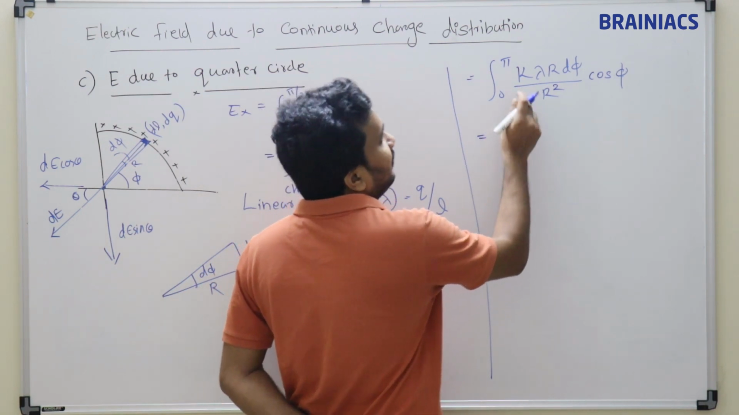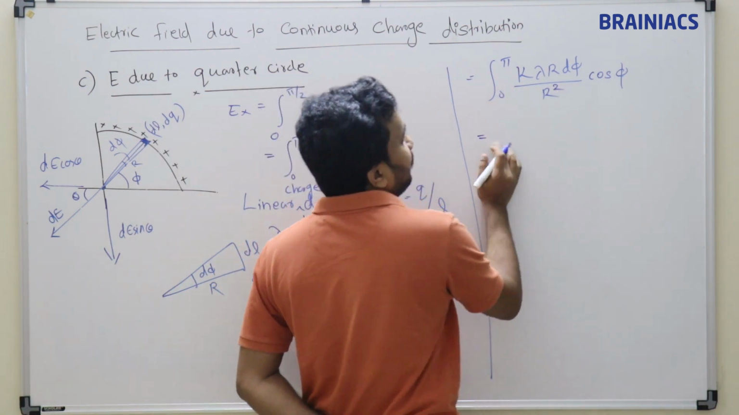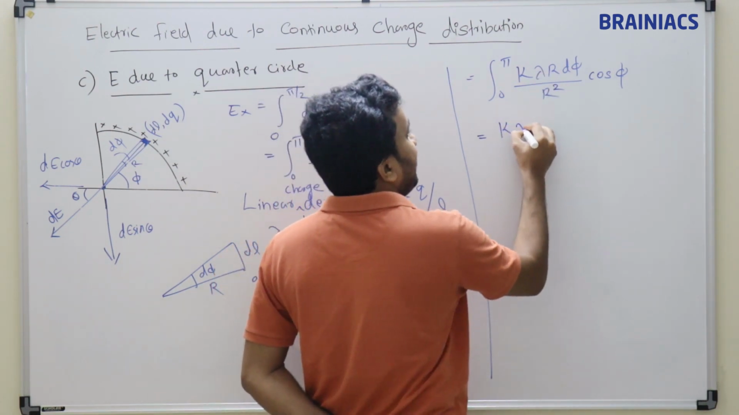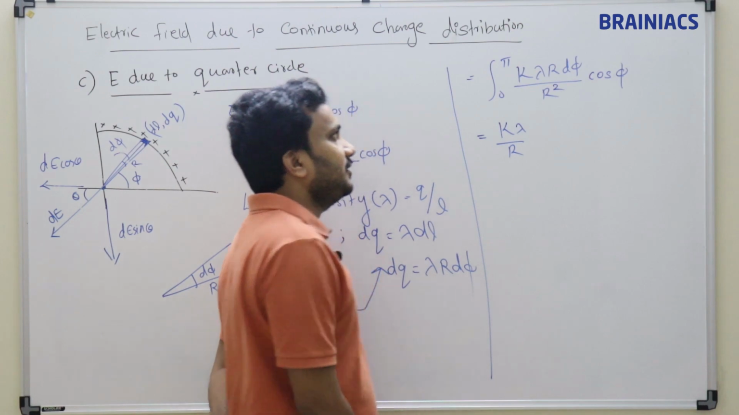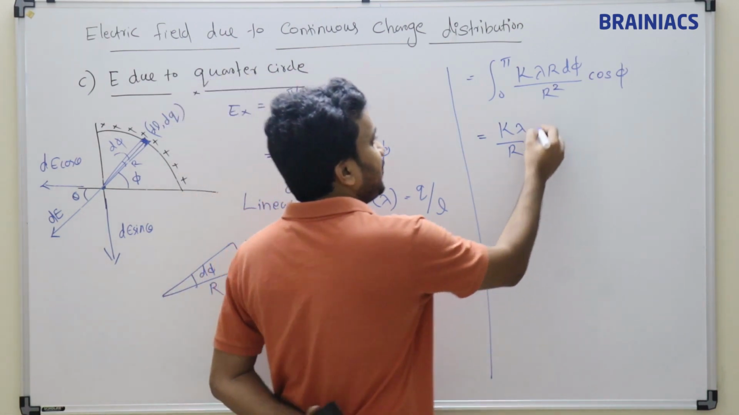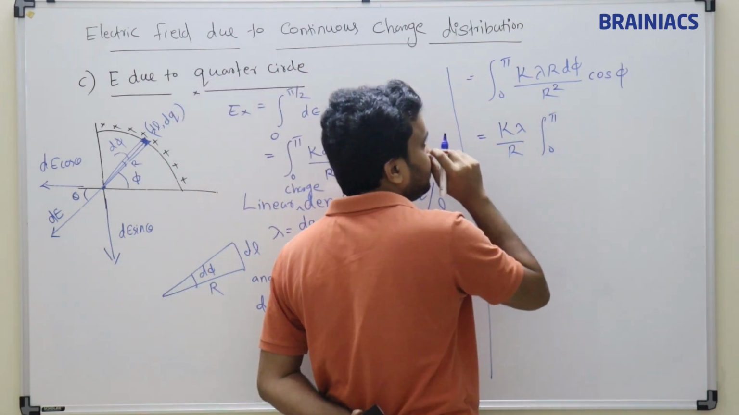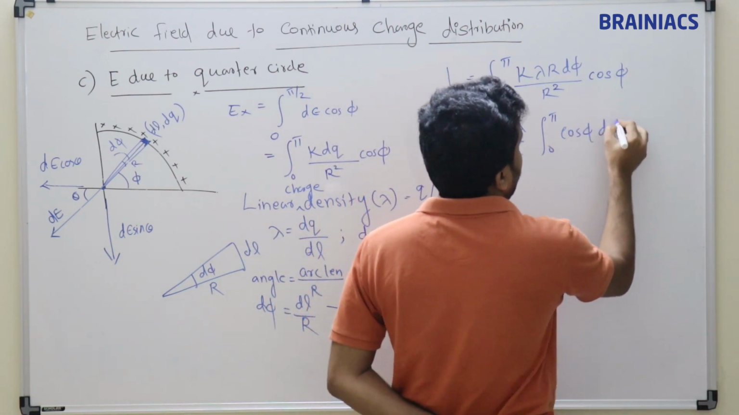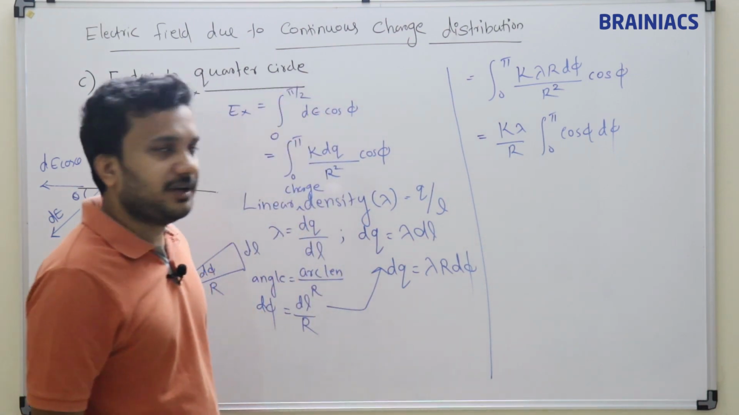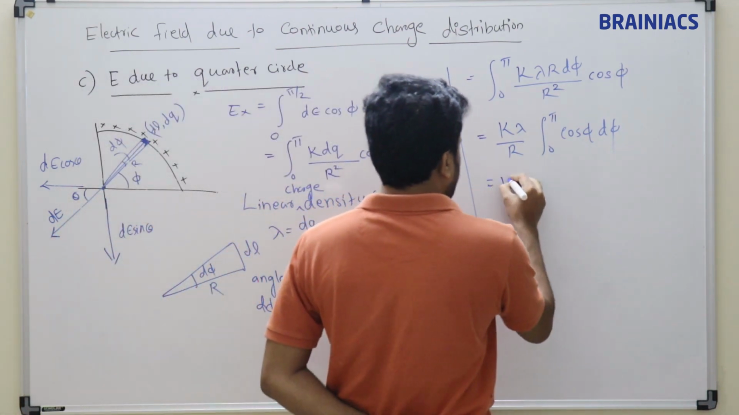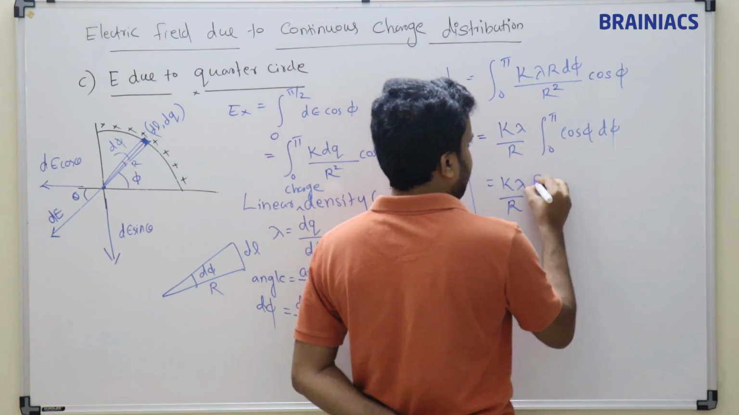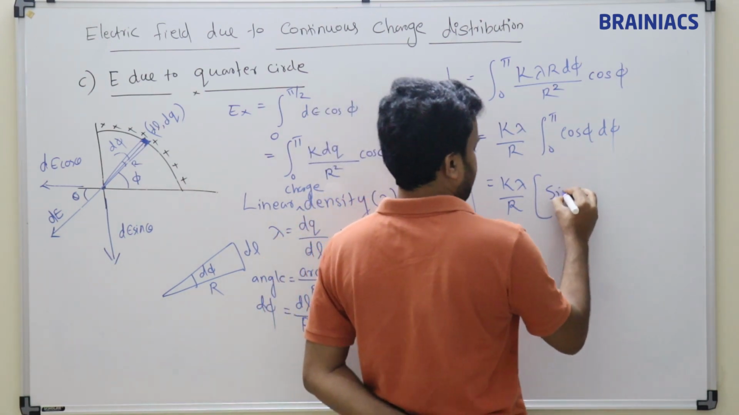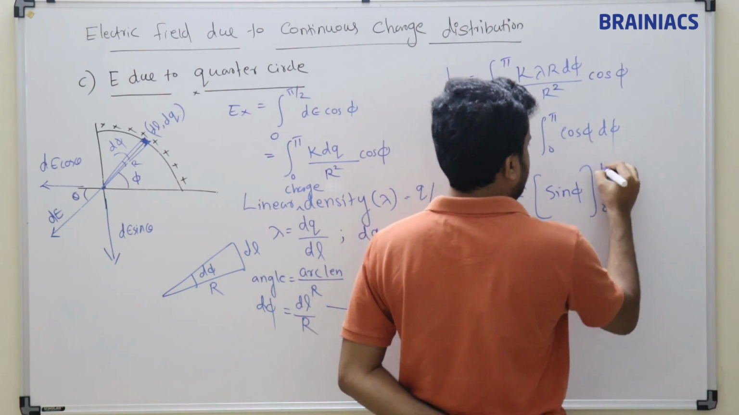So in the integral, whatever is constant we take out of the integration. r squared and r get cancelled. So k lambda divided by r is constant and comes out of the integral, leaving the integral from 0 to pi/2 of cos phi d phi, which we have to integrate. So k into lambda divided by r into the integral of cos phi, which is sin phi, from 0 to pi/2.